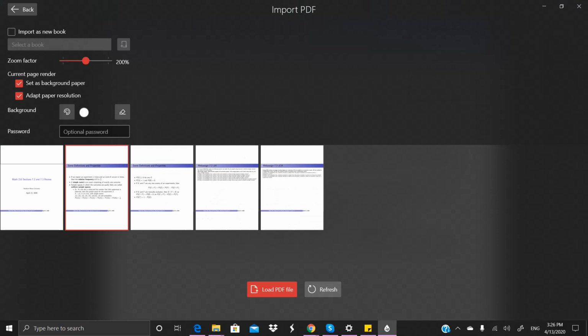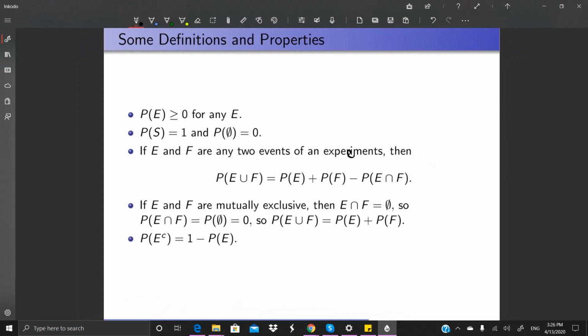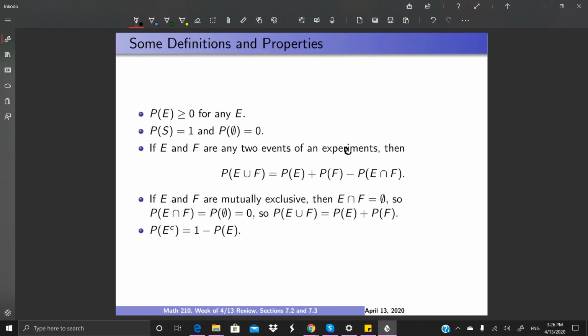So some more definitions over here, continuing with definitions and properties from 7.3. Given an event E, the probability of an event is always greater than or equal to 0. Always, so we don't expect to get negative numbers. 0 is possible, but as you can see in the second bullet point, the probability of the empty set is 0, and the probability of the whole sample space is 1. So the probability of any event, an event being a subset of the whole sample space, is always going to be between 0 and 1, including 0 and 1.